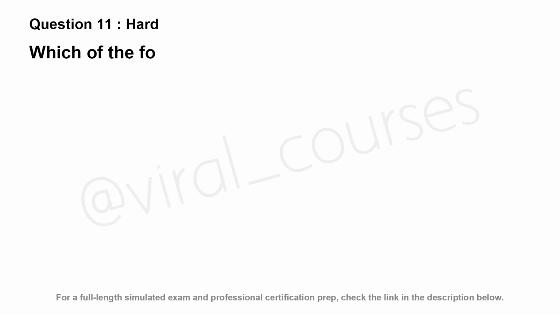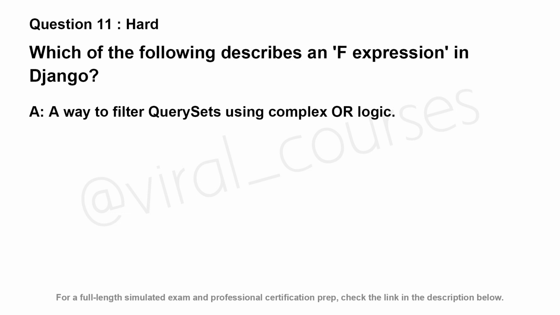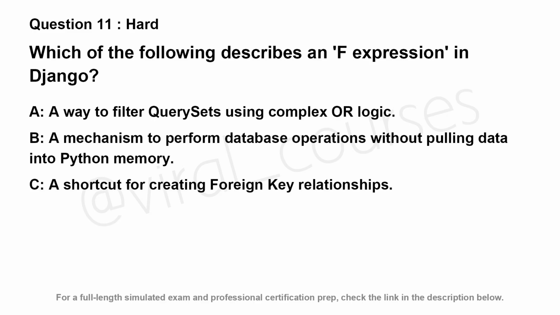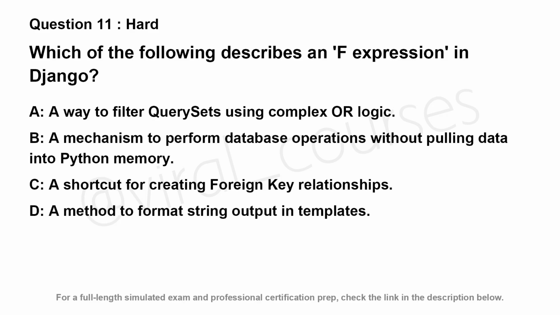Which of the following describes an F expression in Django? Option A. A way to filter querysets using complex OR logic. Option B. A mechanism to perform database operations without pulling data into Python memory. Option C. A shortcut for creating foreign key relationships. Option D. A method to format string output in templates.